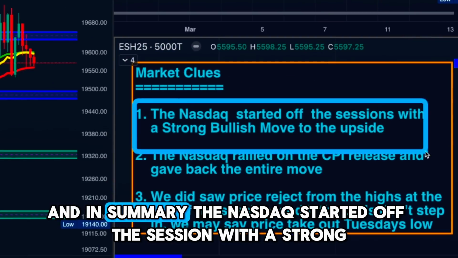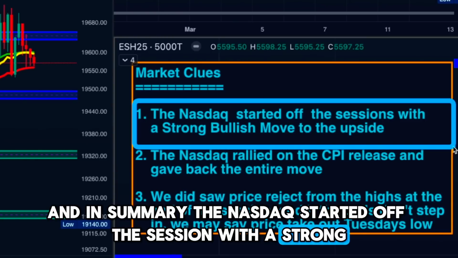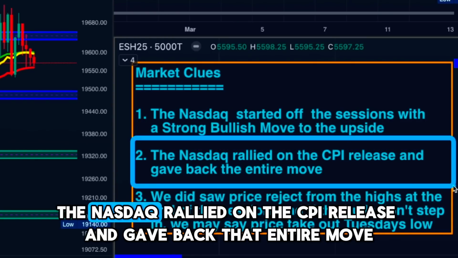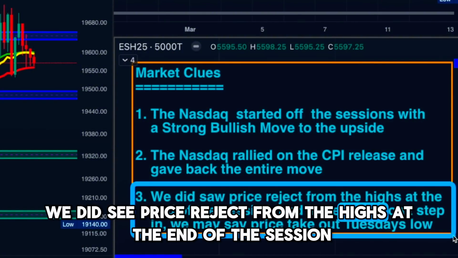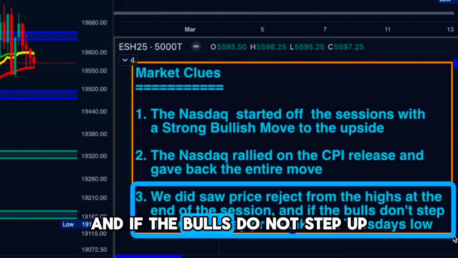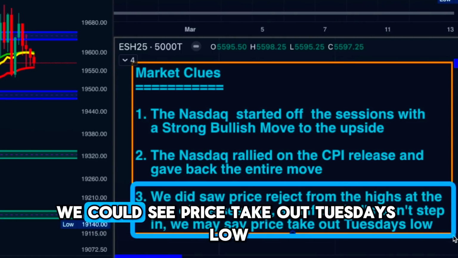And in summary, the Nasdaq started off the session with a strong bullish move to the upside. The Nasdaq rallied on the CPI release and gave back that entire move. And finally, we did see price reject from the highs at the end of the session. And if the bulls do not step up, we could see price take out Tuesday's low.